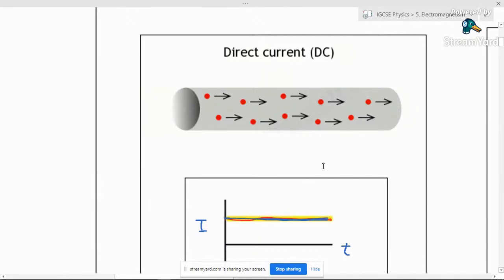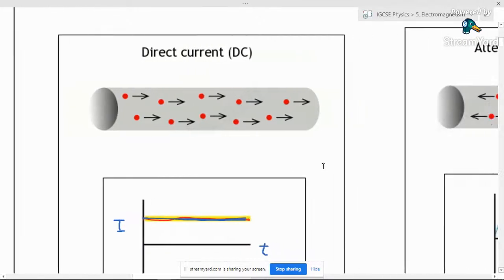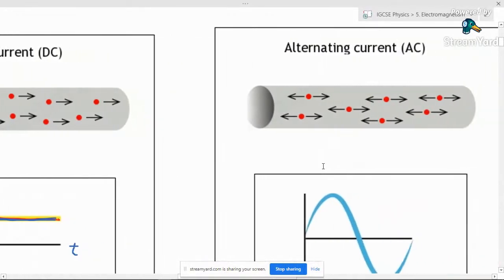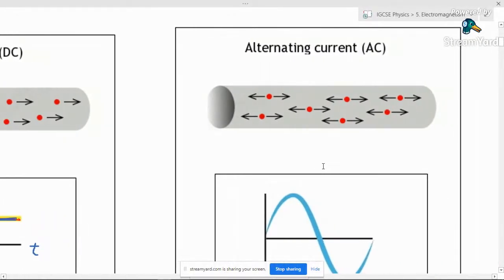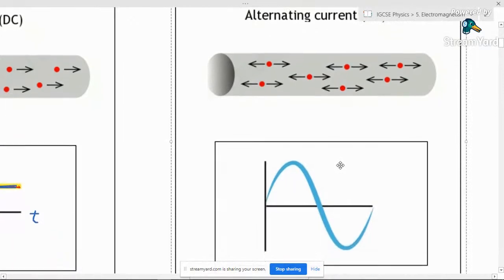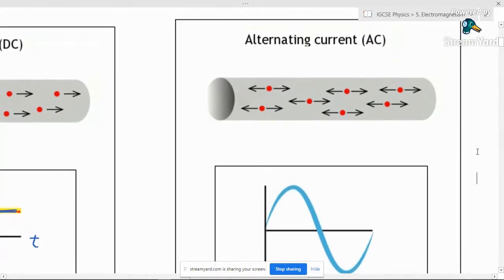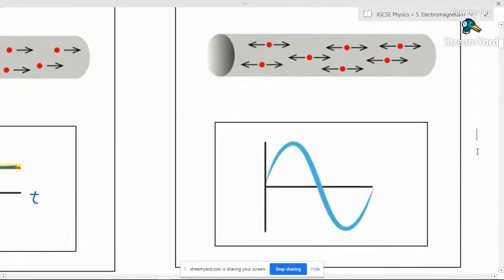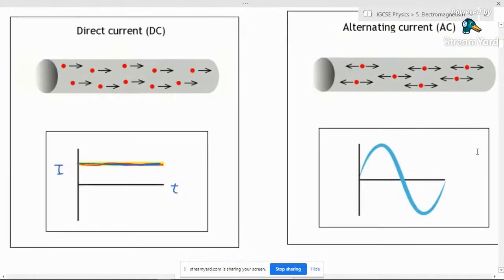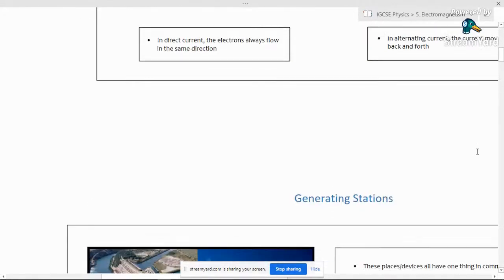However, when you plug something into a wall socket, all of the wall sockets in your house have alternating current in them, which means the current is going one way and then the other way and then one way and then the other way. And it's doing that 50 times or 60 times, I believe, every single second. So every second, the current alternates back and forth 60 times when you plug something into the wall. All right, so that's just the difference between AC and DC.